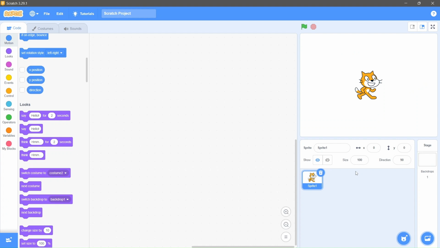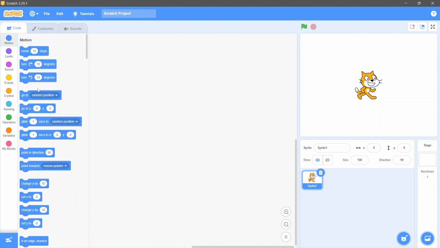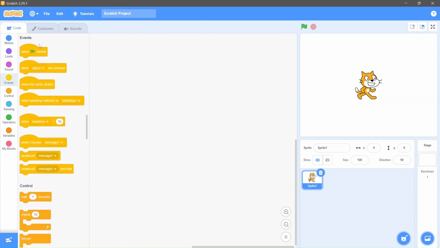So here is the Scratch editor and here is our Scratchy. You can see different command blocks here, right? As I told you, head blocks have a rounded top. So here you can see them. This 'when green flag clicked', these all are our head blocks. You can see these all are rounded at the top, right? So they are known as head blocks.